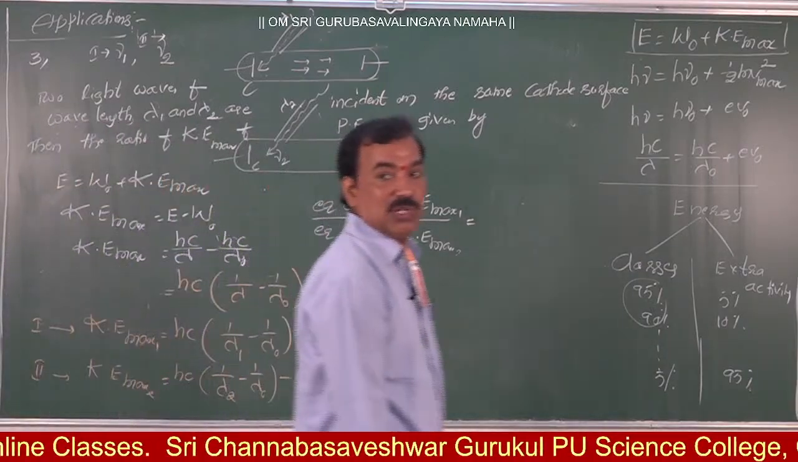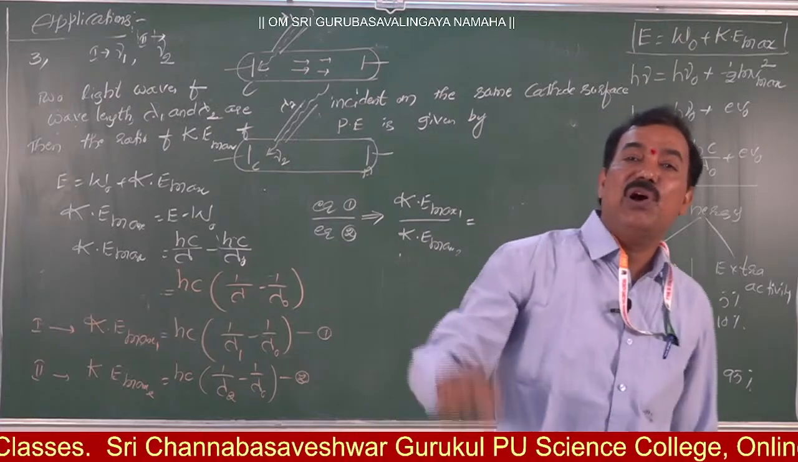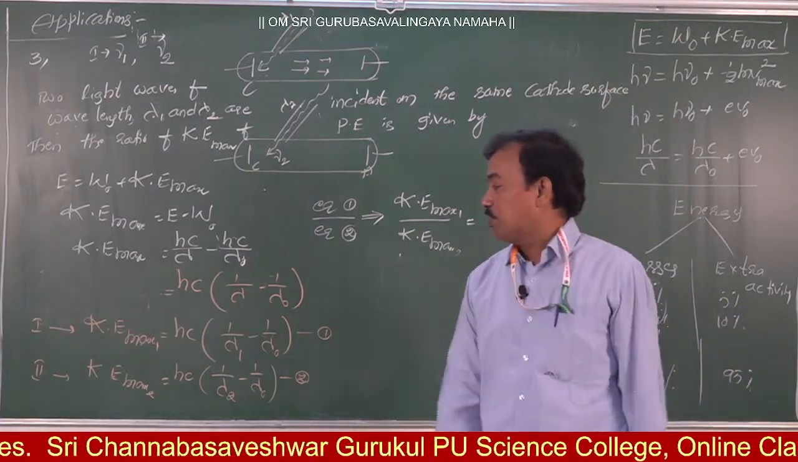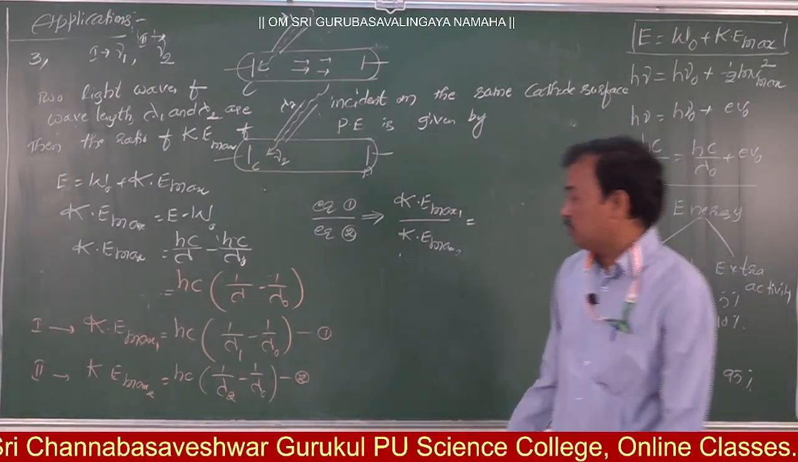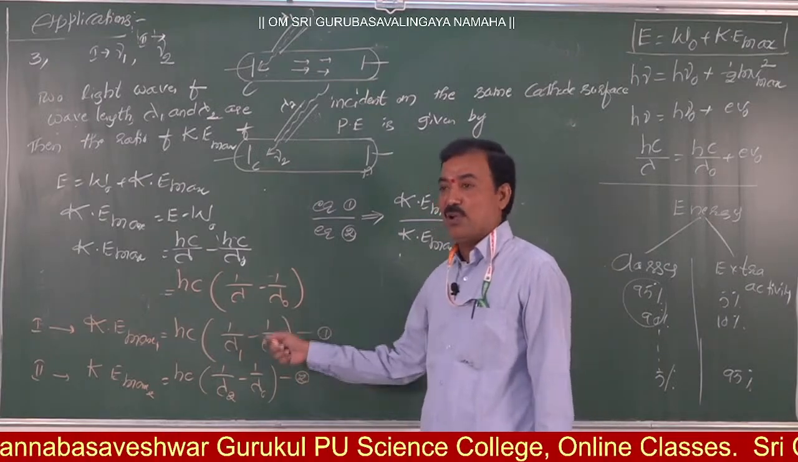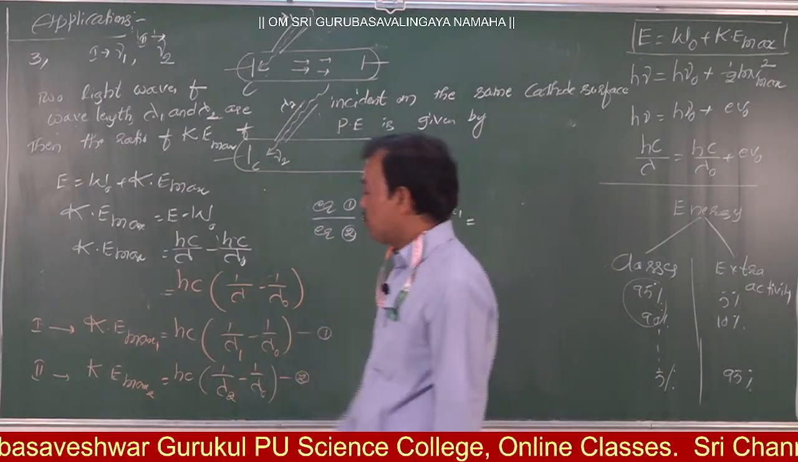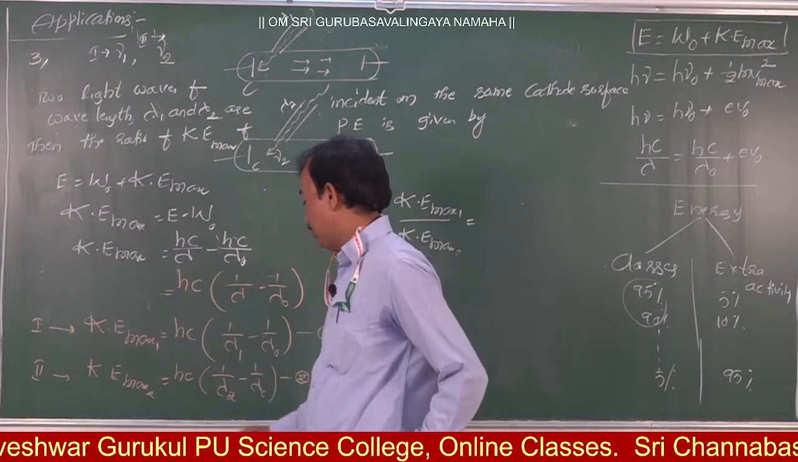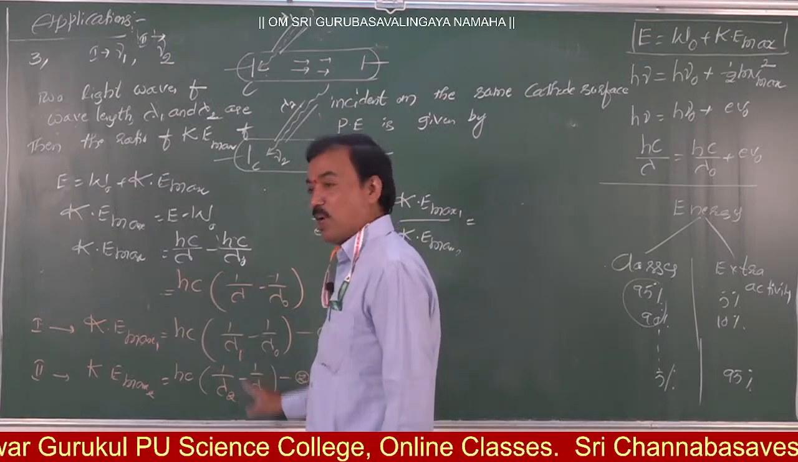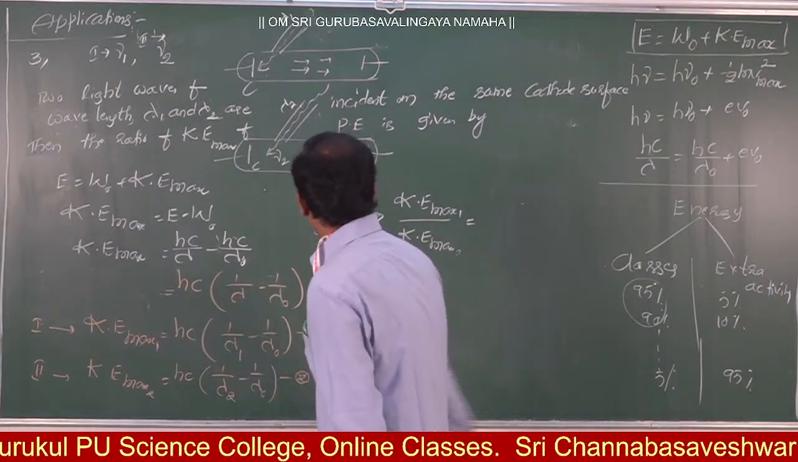Clear this one? Same, instead of the frequencies, you have to use the wavelength one here. So Ke maximum 1 is equal to hc into (1 by lambda 1 minus 1 by lambda naught). Again, Ke maximum 2, what is that equation? hc into (1 by lambda 2 minus 1 by lambda naught). So now dividing these two equations here.